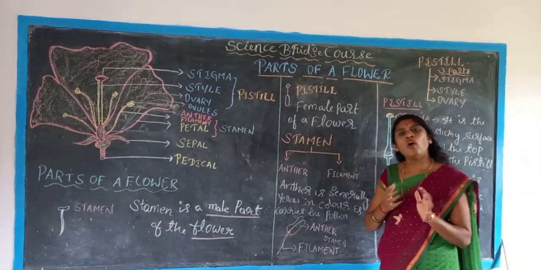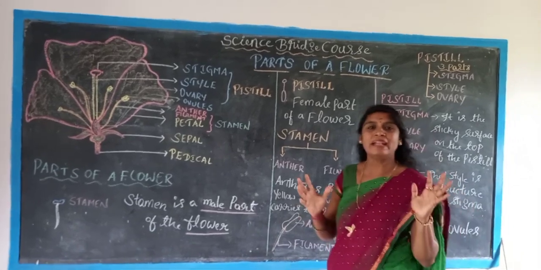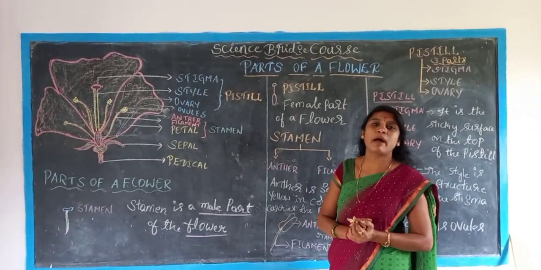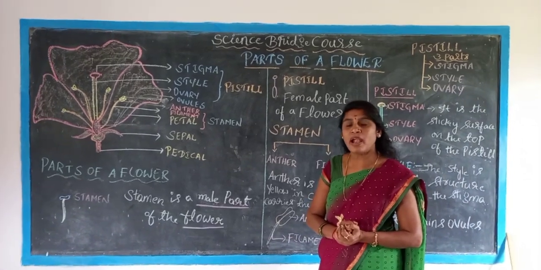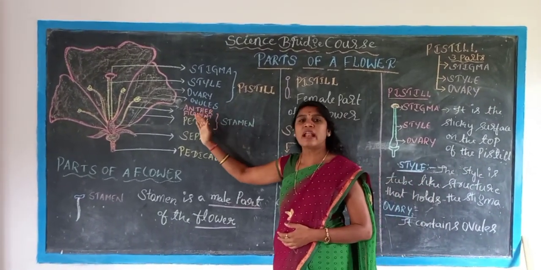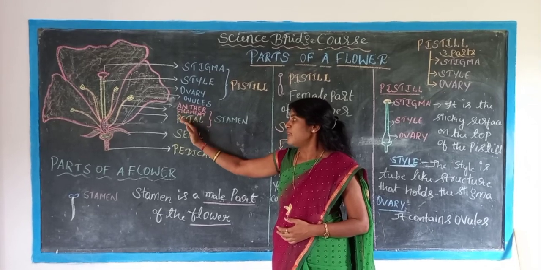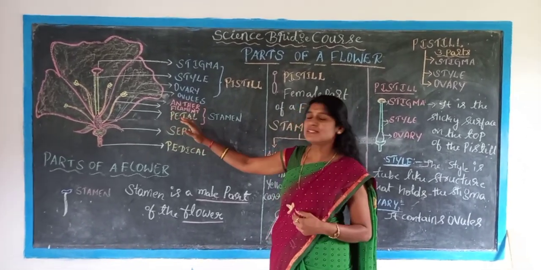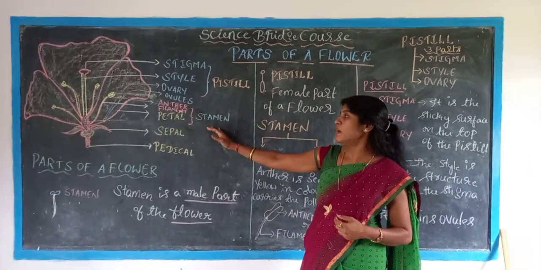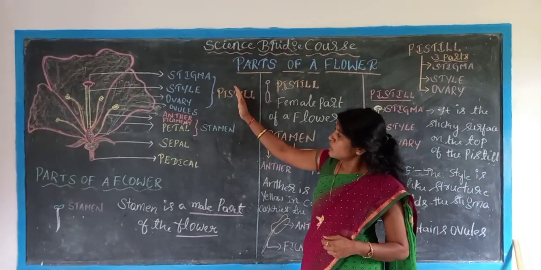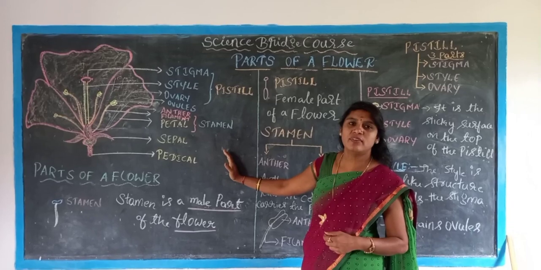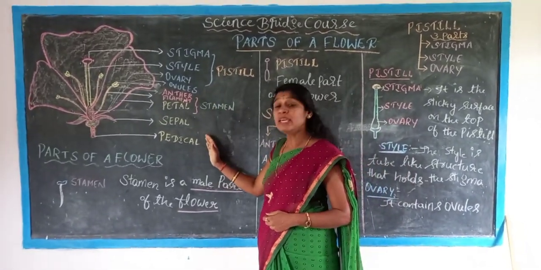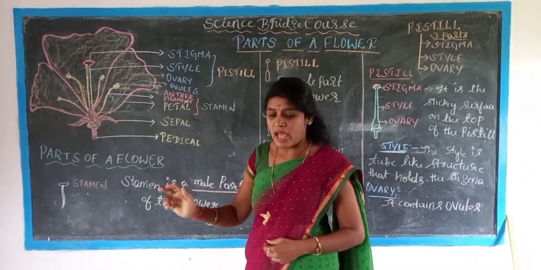I think you are all familiar that if you consider a plant, which is the attractive part? Flower is the attractive part. This flower attracts the insect towards it. Today I will show what are the parts present in a hibiscus flower.